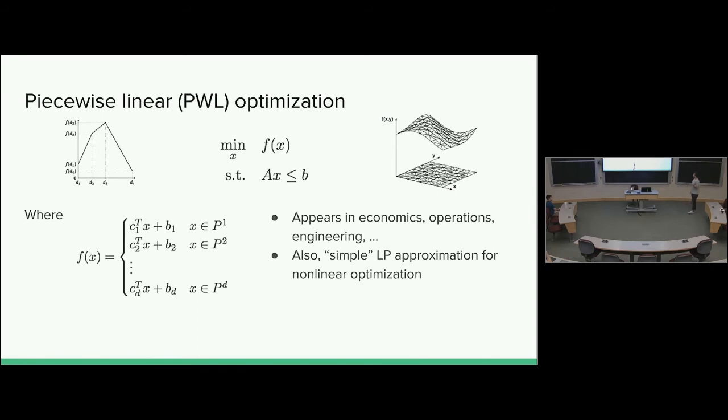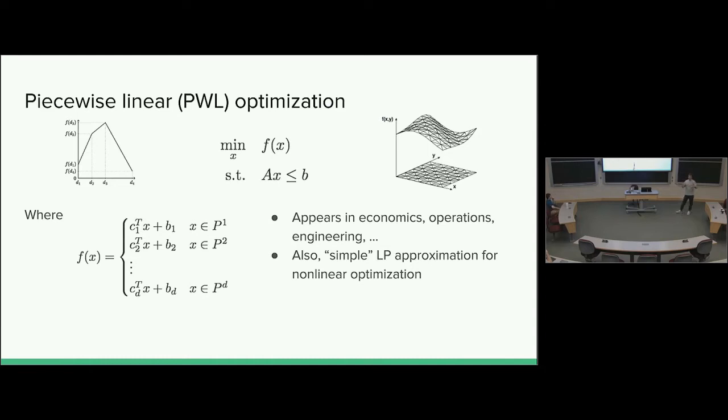What I want to talk about today is a generalization of this, what might be called piecewise-linear optimization. All I've done here is replace our linear objective function with a function f, which is piecewise linear. So what does that mean? It essentially means that we have a mathematical description of this form.